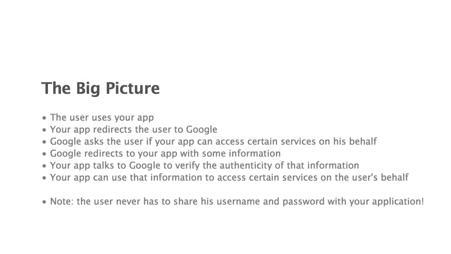Let me share with you the bigger picture. The user uses your app, which redirects the user to Google. Google asks the user if your app can access certain services on his behalf. Then Google redirects to your app with some information, and your app talks to Google to verify the authenticity of that information. Next, your app can use that information to access certain services on the user's behalf. The important thing here is that the user never has to share his username and password with your application.